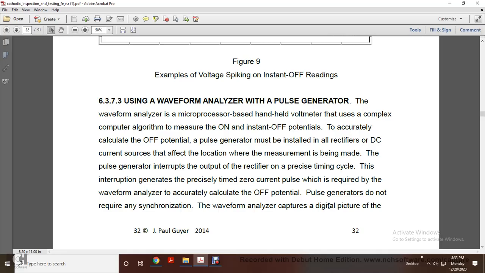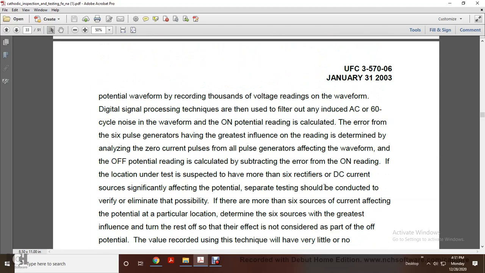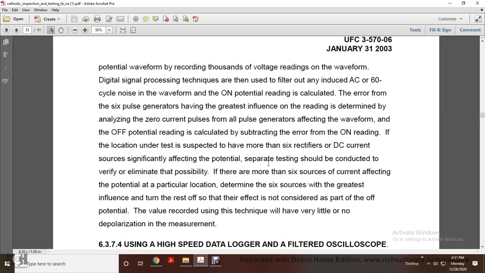The waveform analyzer captures the digital picture of the potential waveform by recording 1000 volt readings. Digital signal processing techniques are often used to filter out any induced AC or 60 cycle noise in the waveform of the on potential reading of the calculator. The error from the 6 pulse generators having the greatest influence on the reading is used to determine and analyze the zero current pulse. All pulse generators affect the waveform; the off reading of the potential calculator is obtained by subtracting the error from the on reading.